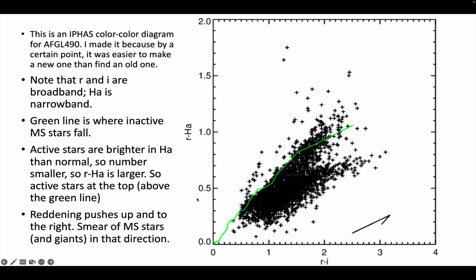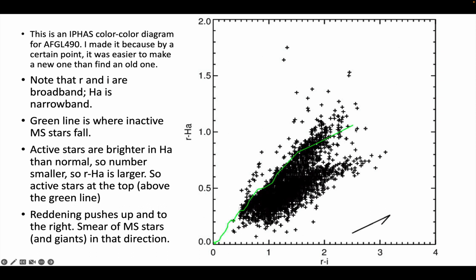This one is an IFAS color diagram. So this is R minus H alpha versus R minus I. R and I are broadband colors. H alpha is a narrowband color. So again, reddening is going to push you up and to the right. It's going to make you redder in R minus I this way and redder in R minus H alpha this way. So this is the reddening vector here.